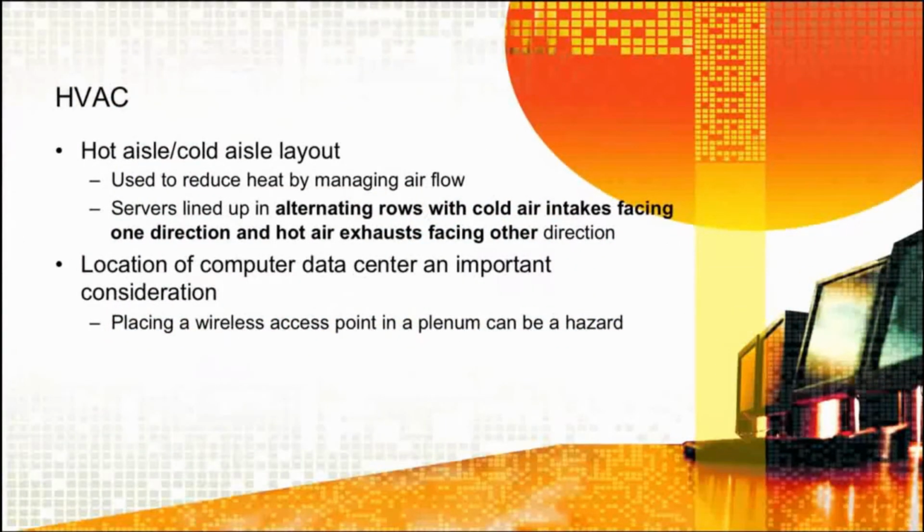You will need to arrange your data center in what's known as a hot and cold aisle. This is simply done by lining your servers up in alternating rows with cold air intakes facing one direction and hot air exhausts facing the other direction. The location of the computer data center is an important consideration as well. For instance, placing a wireless access point in a plenum can be a hazard.